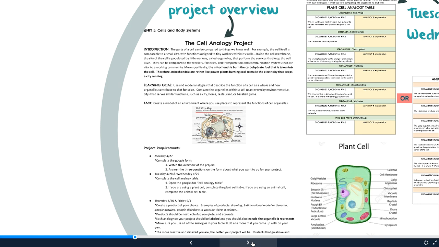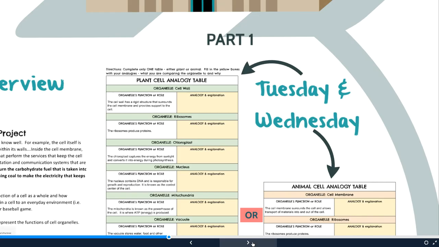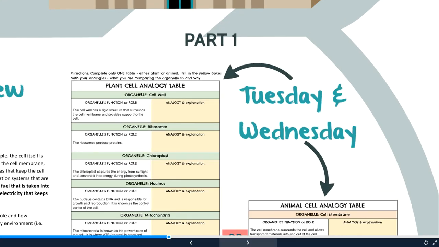So today, after this, you have to answer the 3 questions in the Google form. And then tomorrow and Wednesday, you have to complete the analogy table. You only have to do one of these tables, okay? You have to choose whether you're going to use a plant cell or an animal cell. You do not have to do both, okay?